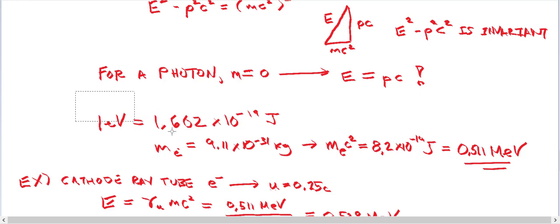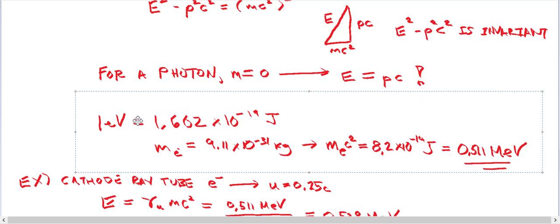Okay, so I said that we'd come back to this. I led off with this and said we'd come back to it. I'm going to define an electron volt to be the charge of an electron multiplied by a potential difference of 1 volt. And so 1.602 times 10 to the minus 19 joules is equivalent to 1 electron volt.